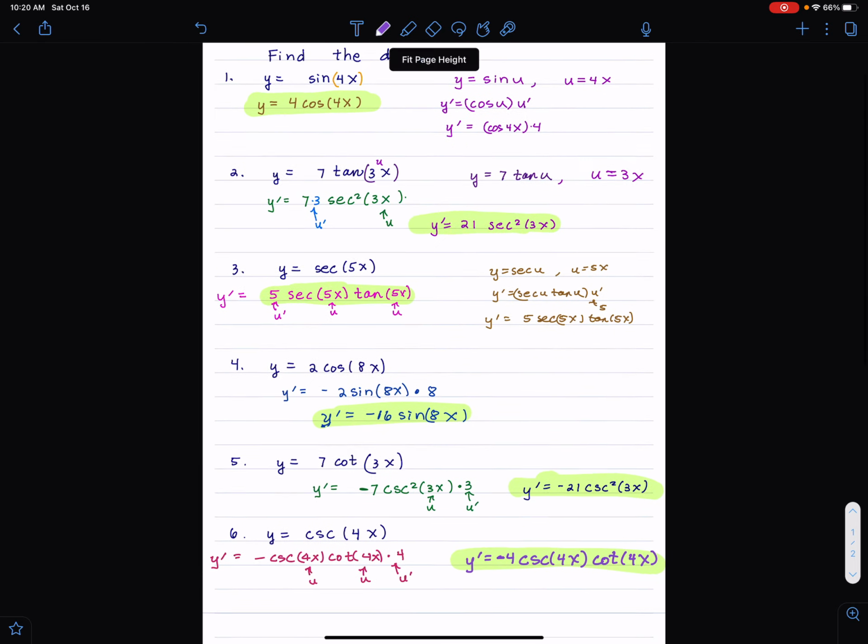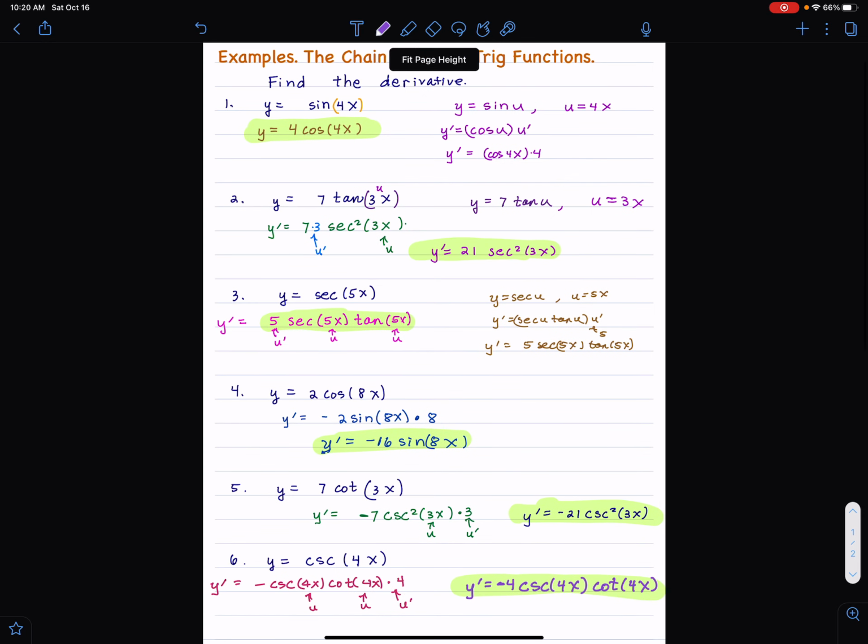Okay, that was a lot of stuff, but they're all similar. So the thing is, what is required on this? First of all, we have to understand the chain rule. For these problems, I'm making a lot out of it, but they're basically the derivative of sine, but since it's 4x, I multiply by the derivative of 4x, which is 4. Here I have the derivative of tangent 3x, so I take the derivative of tangent, secant squared, and multiply by 3.